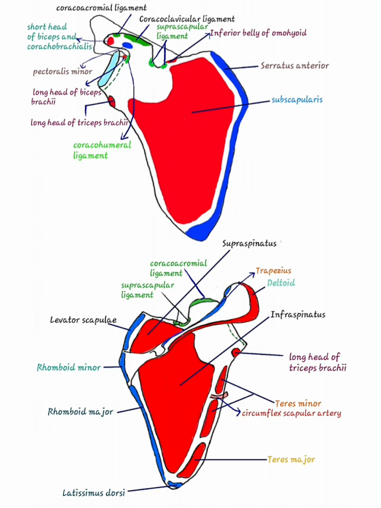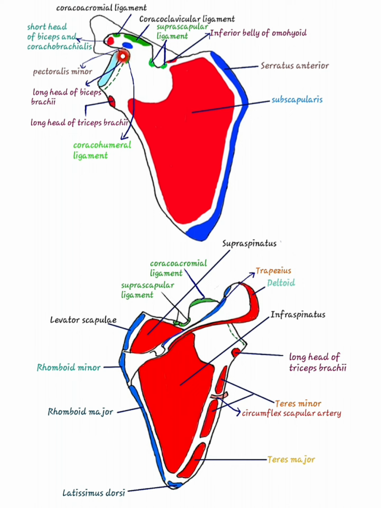Let us revise muscle origins. Subscapularis arises from medial two-third of subscapular fossa. Supraspinatus arises from medial two-third of supraspinous fossa and upper surface of spinous process. Infraspinatus arises from infraspinous fossa and lower surface of spinous process. Deltoid arises from lower lip of spinous process and lateral border of acromion process.